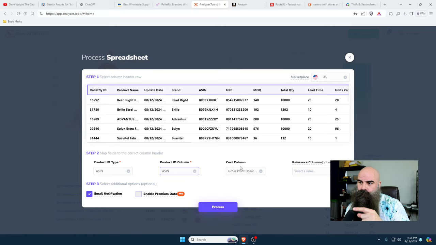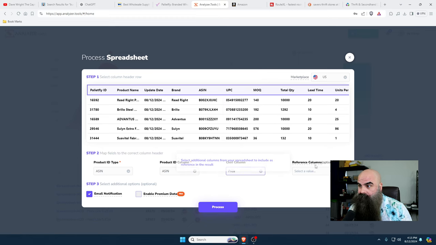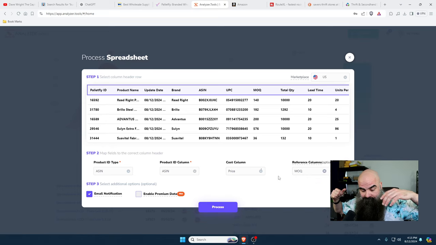And then the cost column. This is saying gross profit dollar. That's not what we want. We want price, so we're going to change that to price. And then a reference column, this is where I put in minimum order quantity. The reason why is if you're buying a pallet and you have to buy 10,000 of them, but it only sells 1,000 a month, you'd be buying 10 months of them. So you want that minimum order quantity.